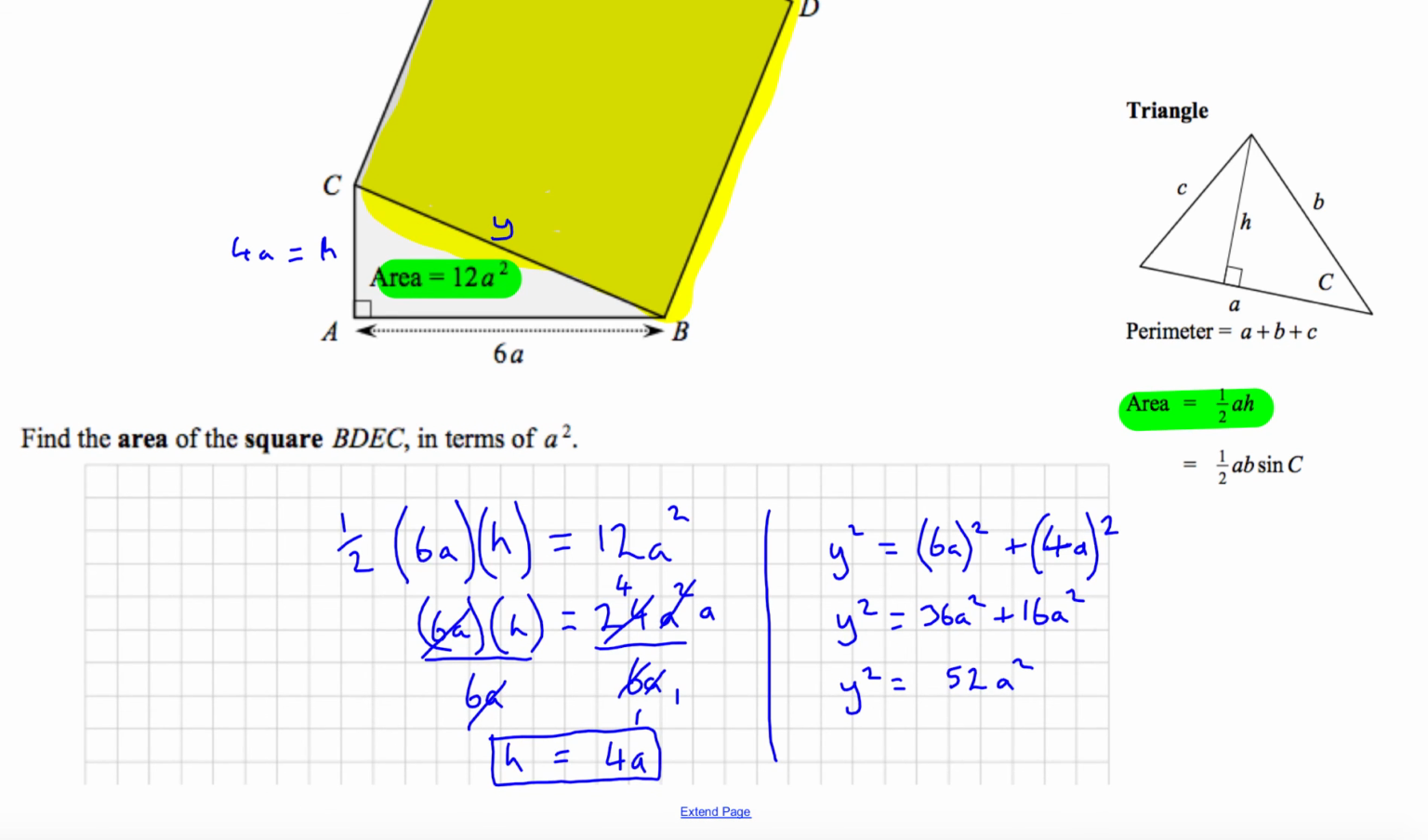So we don't even need to find y now, because y is not actually what we're looking for. We're looking for y by itself to give the area of the yellow square. So y by y, which is y squared. So we've actually found y squared, and it is in terms of a squared, which they asked. So the answer is 52a squared. And that's the end of the question.